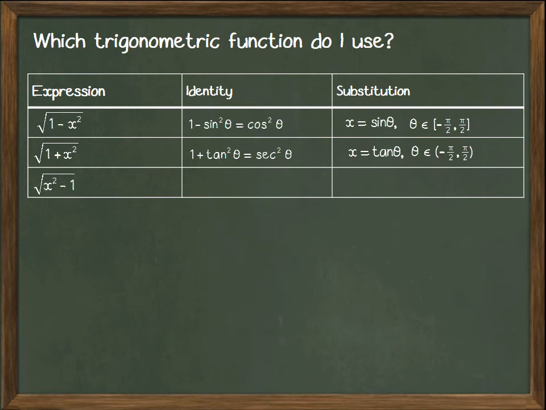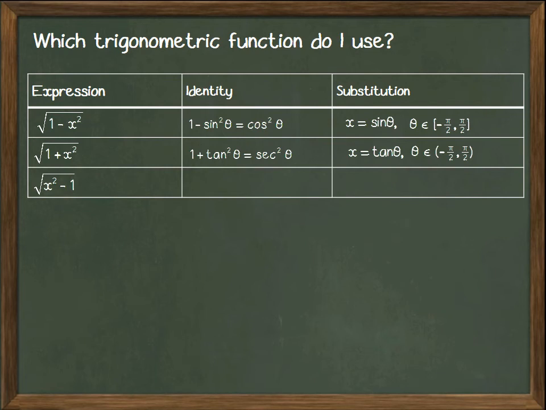Let's now consider the square root of x squared minus 1. Be very careful. x equals sine theta is not a suitable substitution in this case, as sine squared theta minus 1 is negative cos squared theta, and we do not want a negative inside a square root.